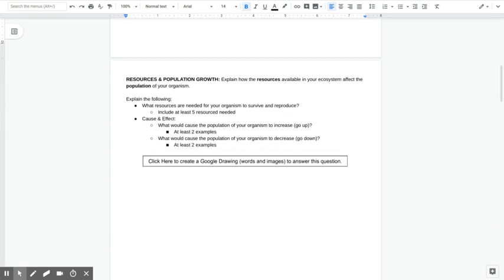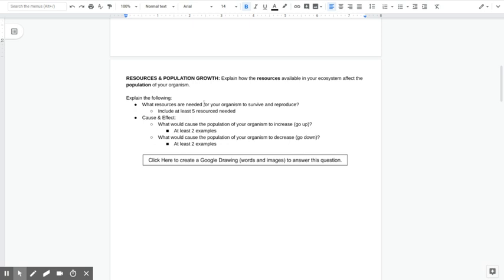Looking ahead here to the next section, resource and population growth, you're going to be explaining how the resources available in your ecosystem affect the population of your organism. So you're going to talk about the resources that are needed for your organism to survive and reproduce. You have to include at least 5 resources. And then some cause and effect.